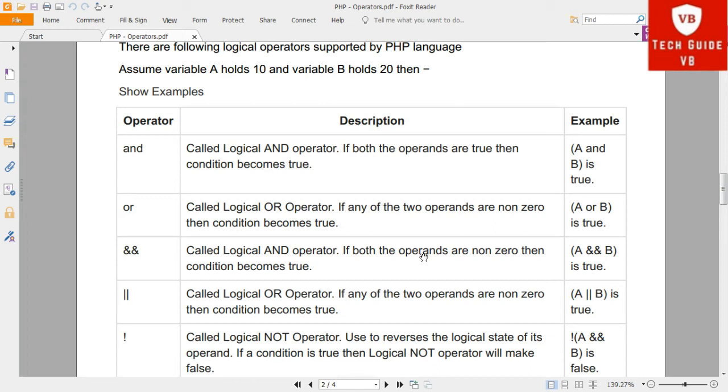Then the third logical operator is logical AND. If both operands are non-zero, then the condition becomes true.